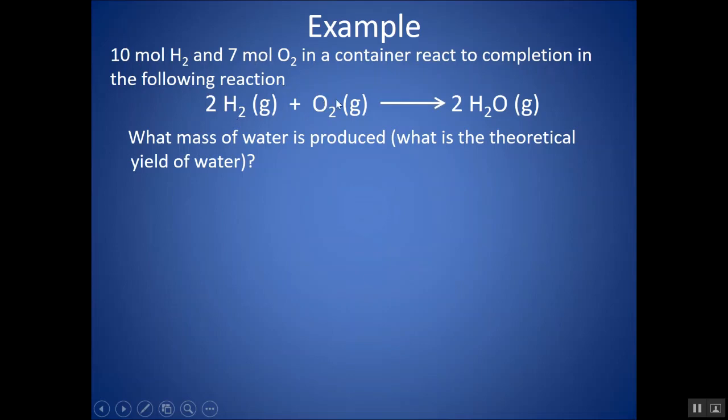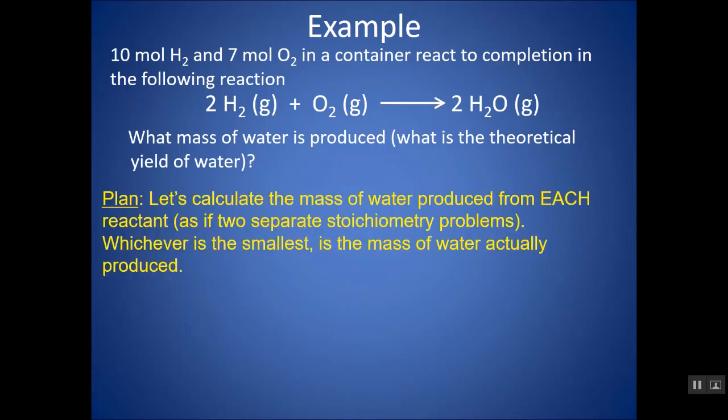And I need to know how much water, which is the product, can be produced. So I don't know which reactant to base this off of yet. Is the 10 moles of H2 going to get completely used up? Is the 7 moles of O2 going to get used up? Which is going to limit my reaction? So my plan is to take the 10 moles of hydrogen gas, H2, and do almost like one stoichiometry problem, just converting the 10 moles of hydrogen gas into my product.